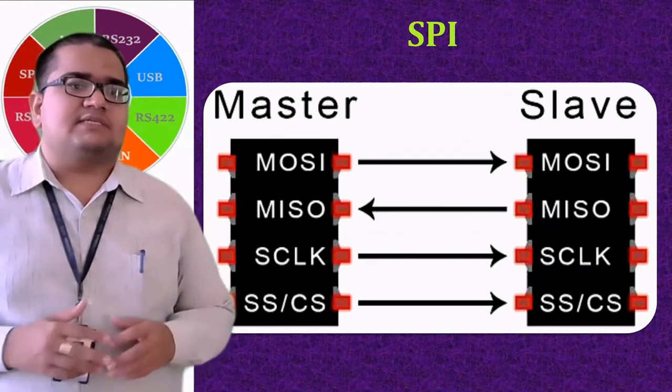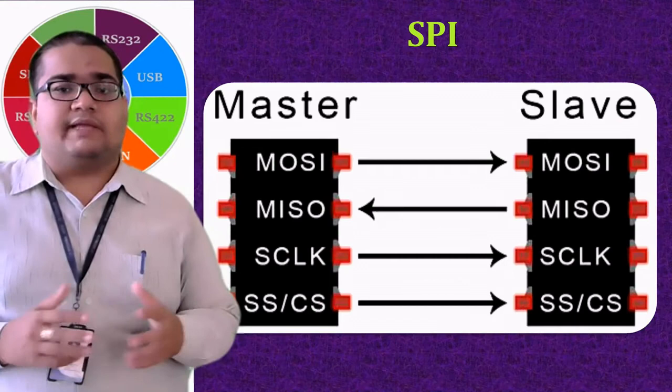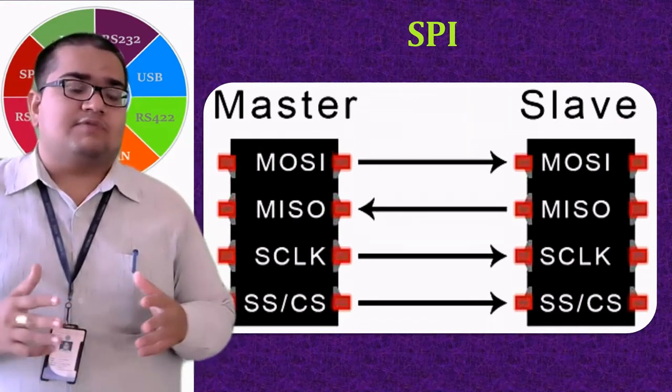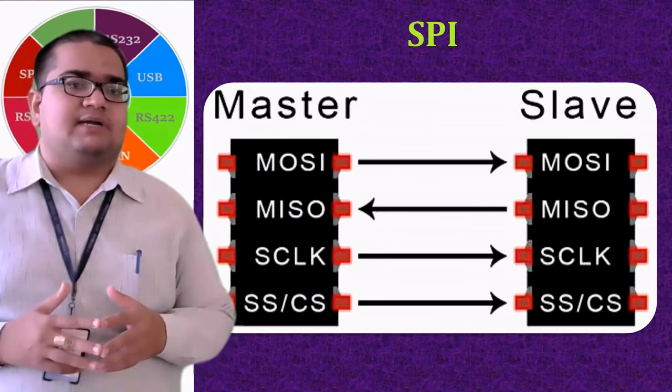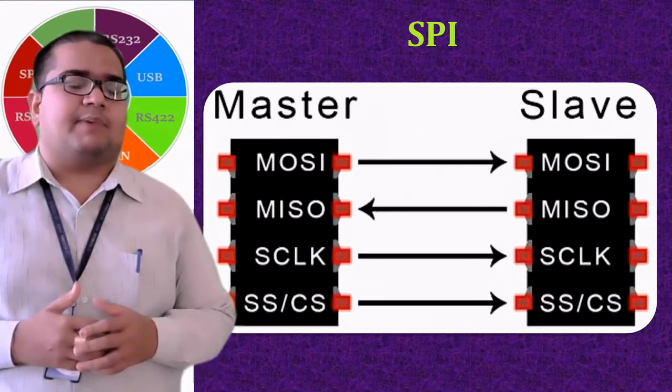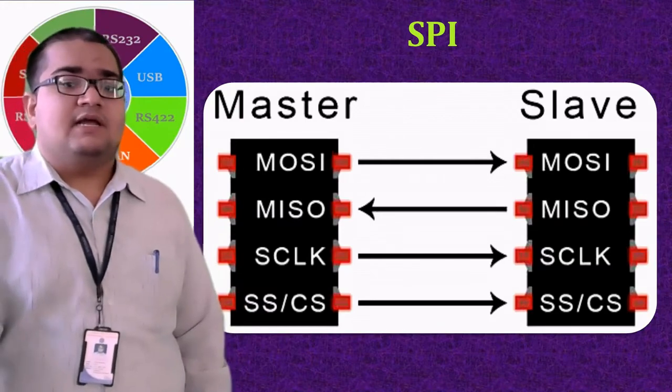So that is an advantage in this type of communication, where the addressing time that was taken in I2C for addressing the slave can be avoided completely here. That is why SPI is a little bit faster when compared to I2C. SPI is faster than I2C.